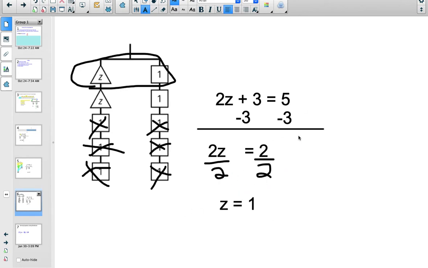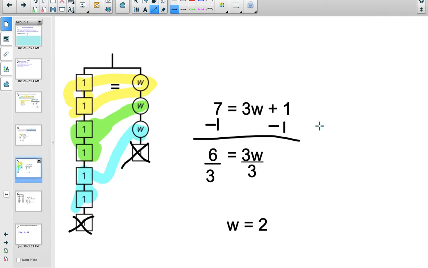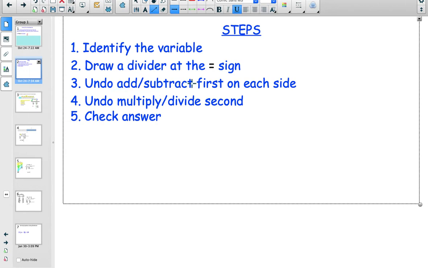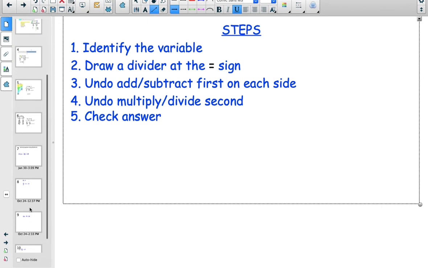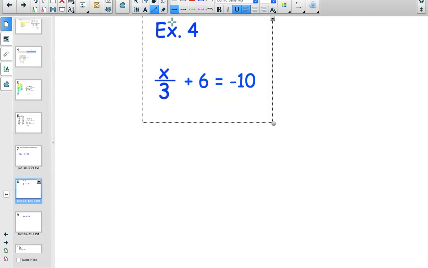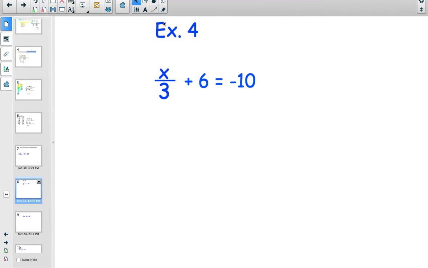This is called a two-step equation because this is the first step right here, by subtracting, and the second step is dividing. This was also a two-step because the first step was subtracting 1 and the second step was dividing. You're always going to want to undo add and subtract first, and then you're going to want to do multiply and divide next. Okay, so let me skip to another example of just straight up solving.